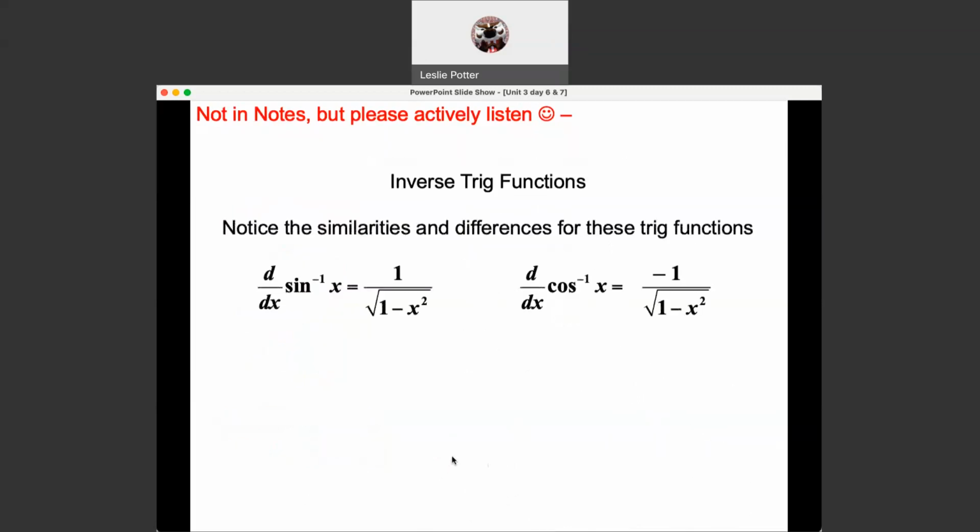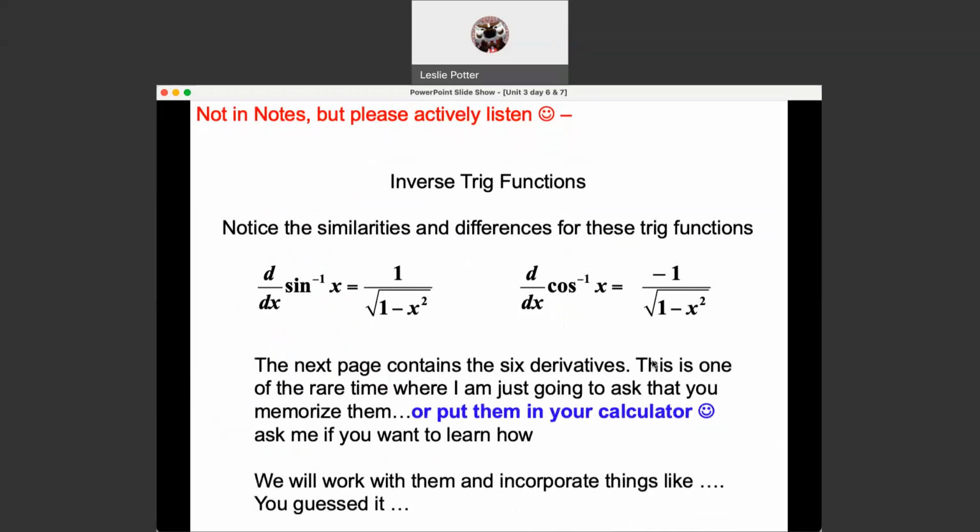And then now we just need the inverse cosine. We can follow a similar process and get that. But we just need to look for patterns here so we can remember these. That's the biggie. Okay, so notice that the inverse sine, we derived this, right? It's 1 over the square root of 1 minus x squared. Let's look at the inverse cosine. It's really similar, right? 1 on the top, 1 minus x squared on the bottom. It's just negative.